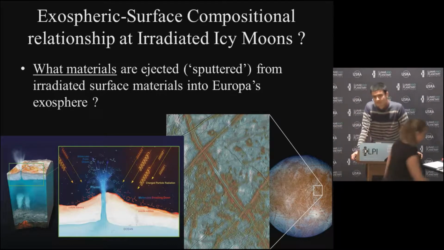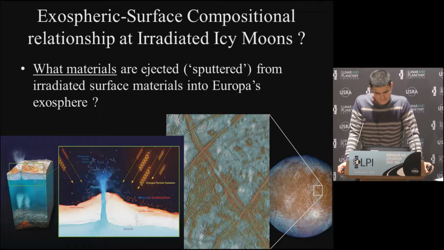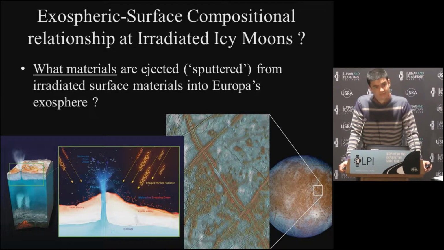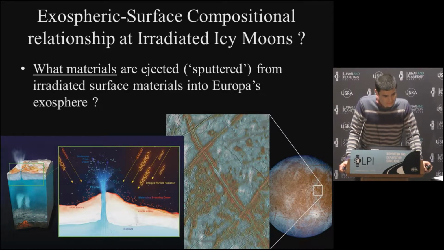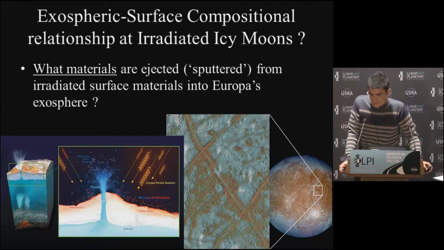So I'll start by just pointing out, I think most of our discussions so far during the meeting have been about addressing this question of ocean surface exchange, and the fact that that is extremely relevant and crucial to understanding the surface composition and the relationship of the surface composition to that of the ocean. But there is a second element to this problem as well, which is the interaction of the surface and the surface composition with the atmosphere.